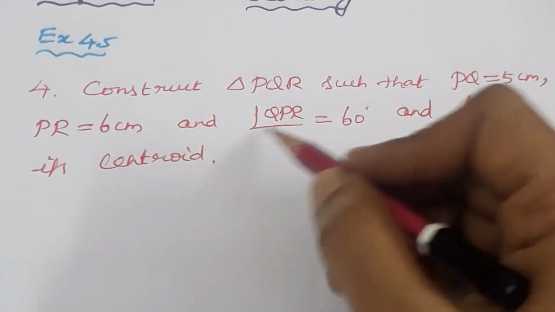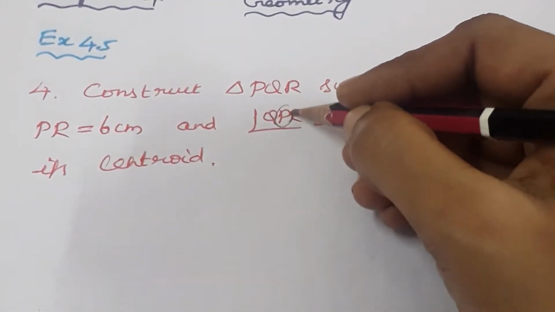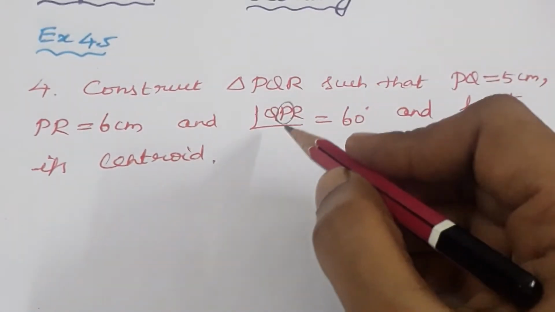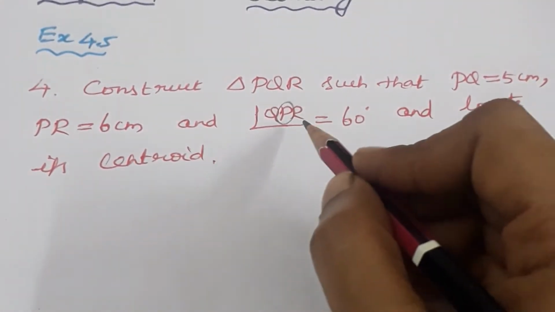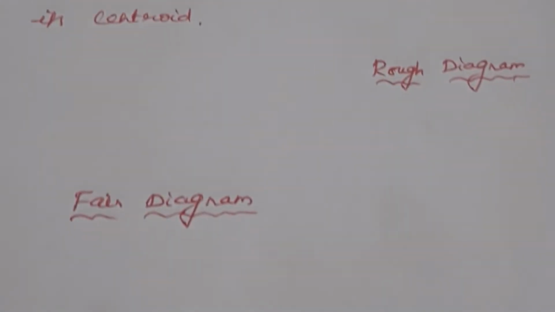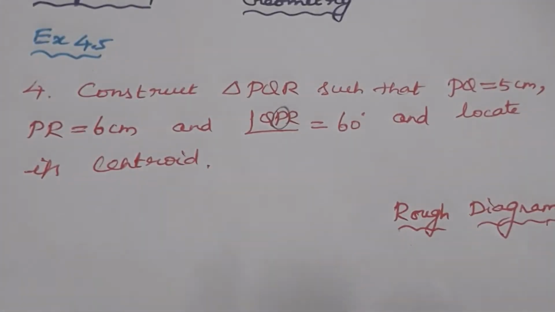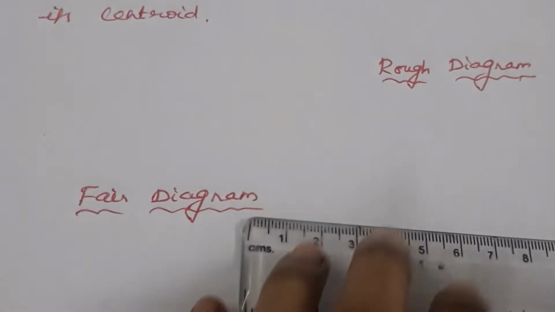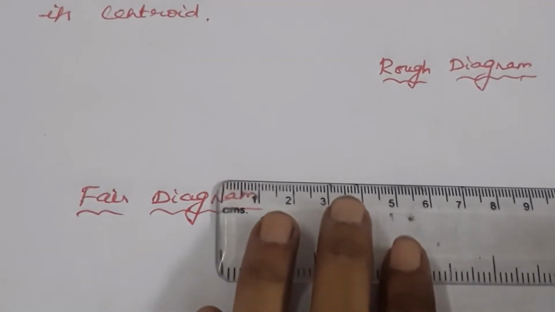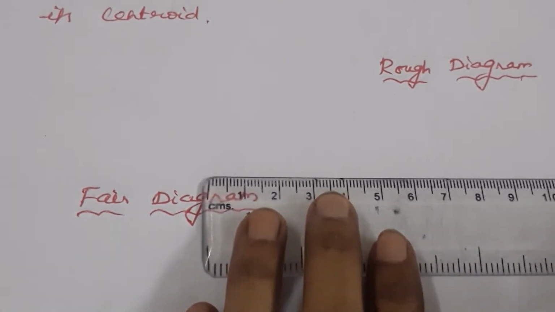Okay, so angle QPR is nothing but the center angle P. So you have to measure 60 degree at P. Now we have to draw a rough diagram. So in this question, first you have to draw a triangle and then locate the centroid. In the rough diagram we don't have any measurement, just draw a triangle without measurement.